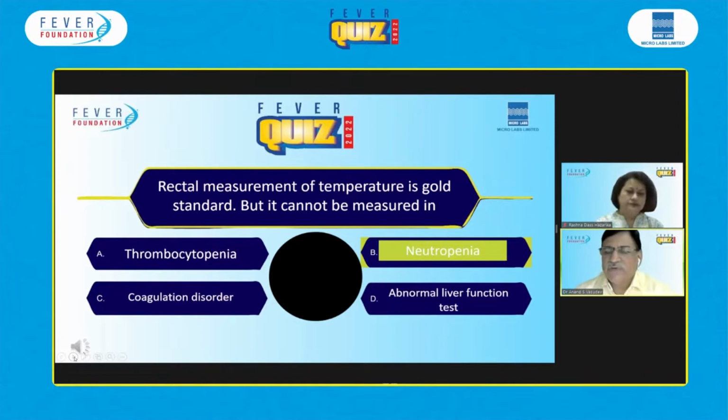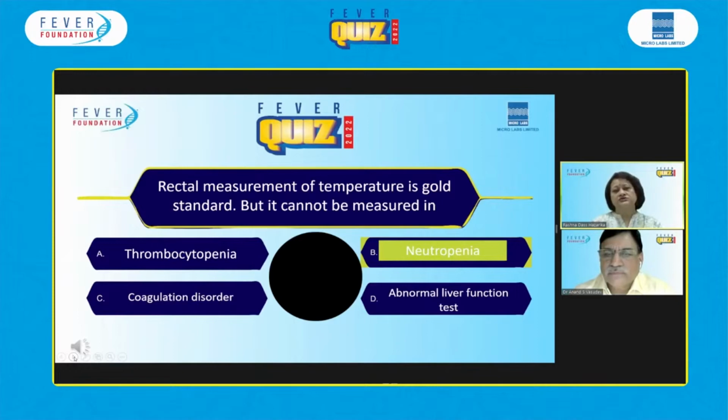Dr. Rachna, would you like to add anything more to the rectal temperature? Yeah, the only reason we don't want to do it in neutropenic patients is because it would expose them to infections which can be picked up when you insert maybe an unclean or not properly cleaned thermometer. So though this is the gold standard of measurement, it is very difficult to use rectal thermometers in clinical practice. And that is the reason why we go for axillary temperature measurement. But if you have to do research, then yes, rectal temperature is the gold standard.